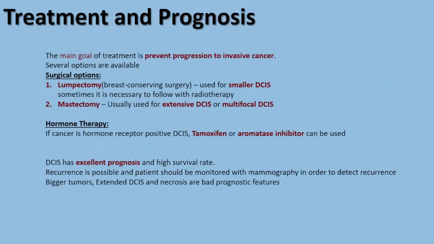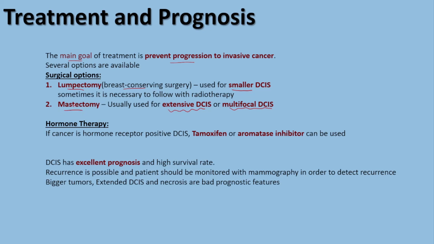Now let's talk about treatment options and prognosis of ductal carcinoma in situ. So note that the main goal of the treatment is to prevent the progression of the ductal carcinoma in situ to invasive ductal carcinoma. So we have few surgical options available. We have a lumpectomy, which is a breast conserving surgery, and it is usually reserved for a smaller ductal carcinoma in situ. But in case we have extensive ductal carcinoma which presents with a lump, or multifocal ductal carcinoma in situ in different areas of the breast, we can use mastectomy.